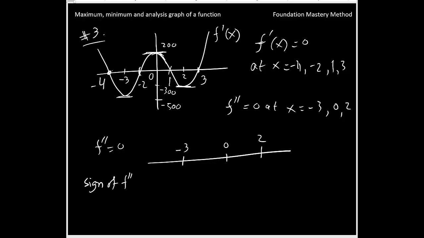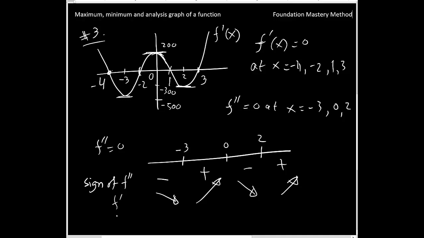So the sign of f double prime. Now you can see this is the graph of f prime. If I take the derivative again, then with tangents on this, you can see all going down like this, negative until negative 3. So here negative. Then you can see the tangents here going up. So negative 3 to 0, it is positive. Then here negative, then positive. So f prime is going down here, then going up here, going down here, going up here.